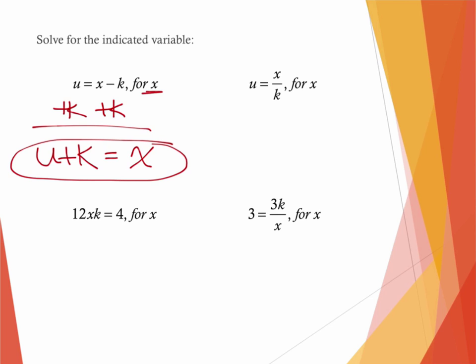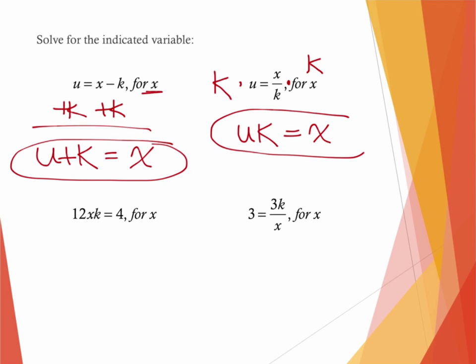In the formula next to it, I have u is equal to x over k. So instead of subtracting by k like I was in the previous example, here I'm dividing by k. Since I'm dividing by k, the opposite is to multiply each side by k. So u times k, or you can leave it as k times u, is equal to x.